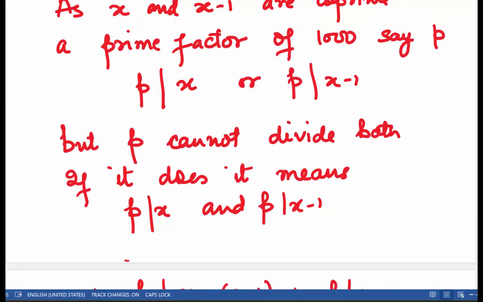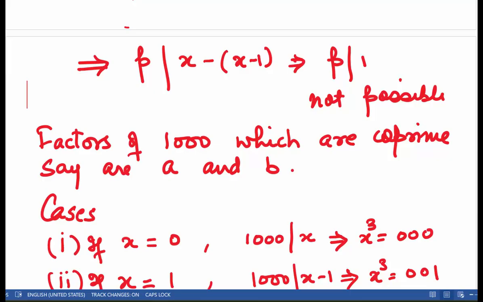A prime factor of 1000, let's say it is p, will either divide x or it will divide x minus 1, but it will not divide both, because if it divides both, it will divide their difference also. Now that would mean p divides 1, which is not possible. So the two factors of 1000 which are co-prime, let's say they are a and b, then what are the different cases we will get?